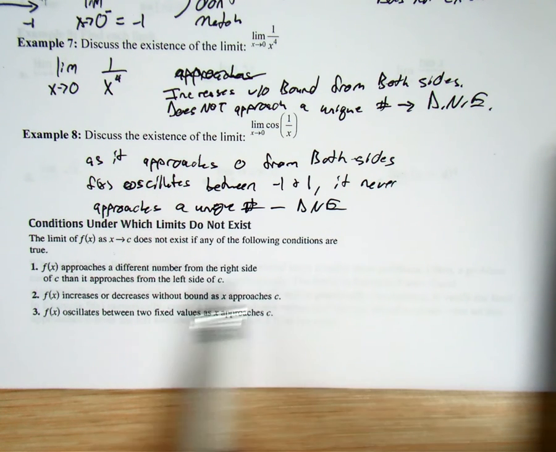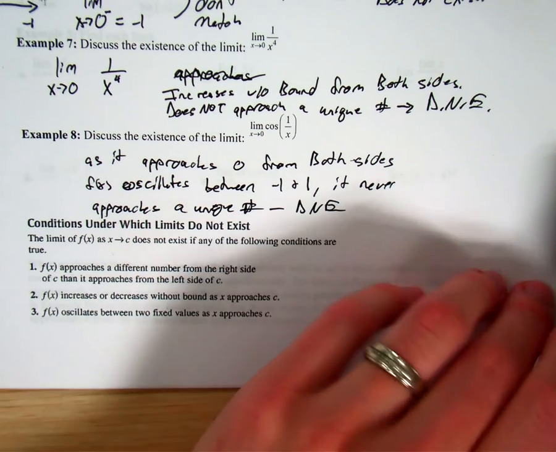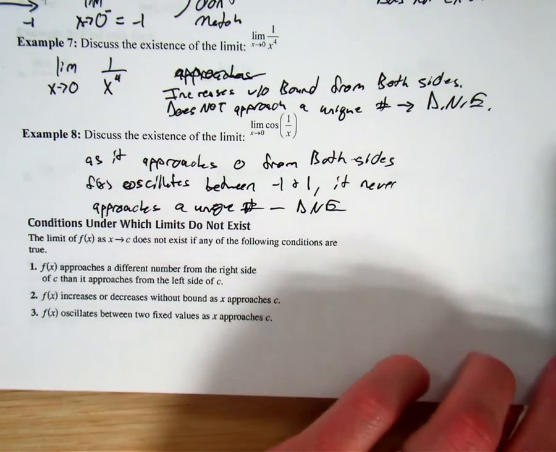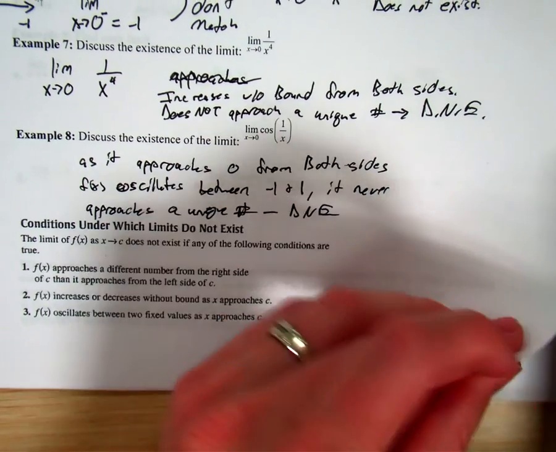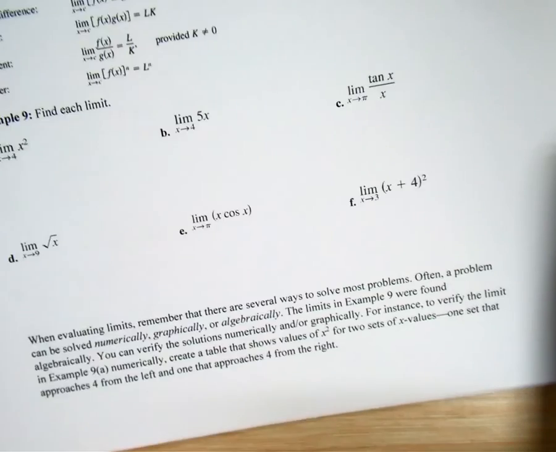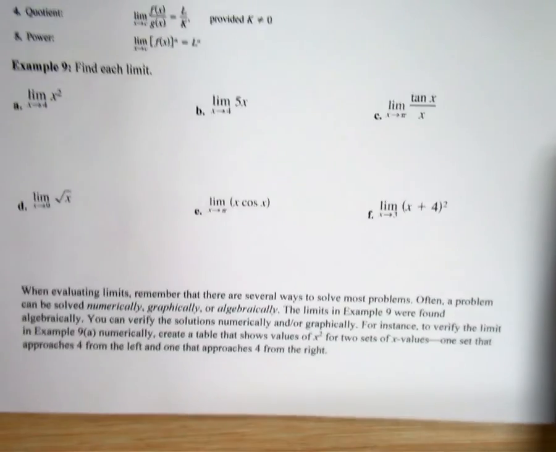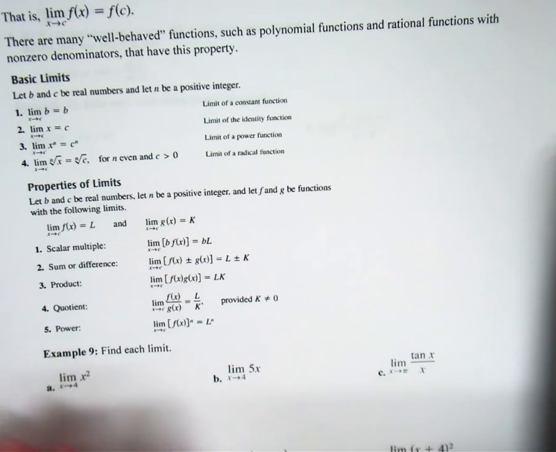Alright, so we've talked about these with examples, but there they are again, the conditions when the limit does not exist. If it approaches a different number from the left side and the right side, if it increases or decreases without bound, or if it oscillates quickly between two values, then we're not going to be approaching a unique number there. It's just bouncing back and forth, it's going crazy. So we're not going to have a limit there either. Okay?